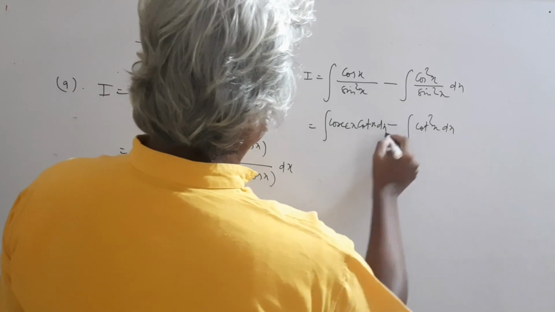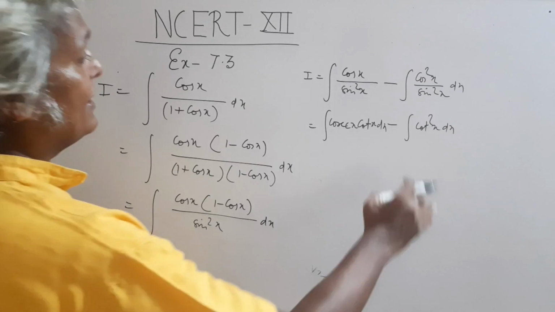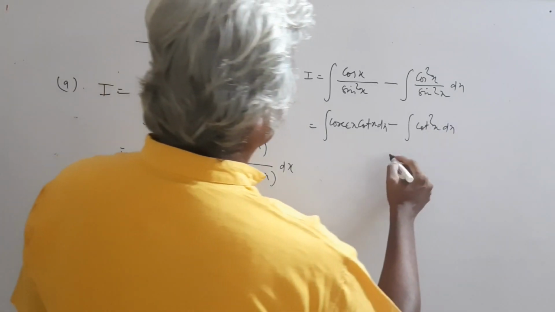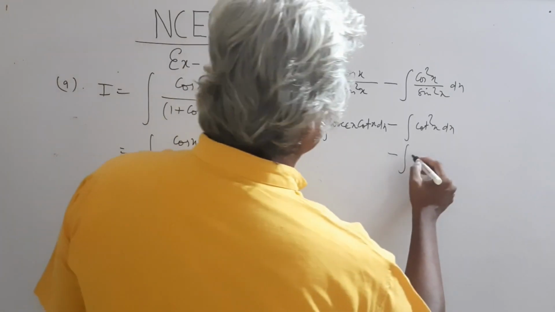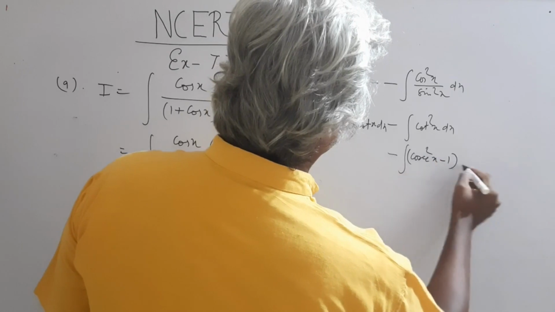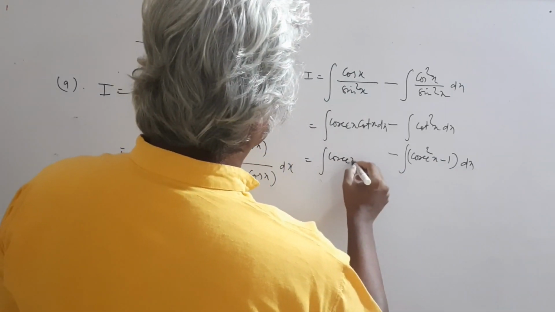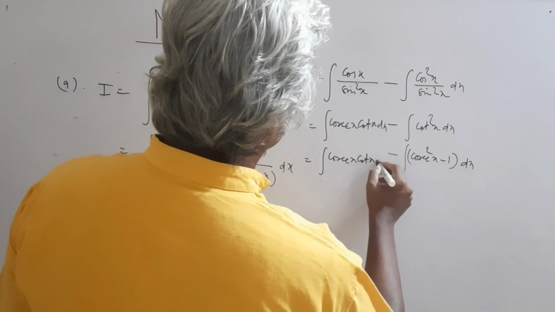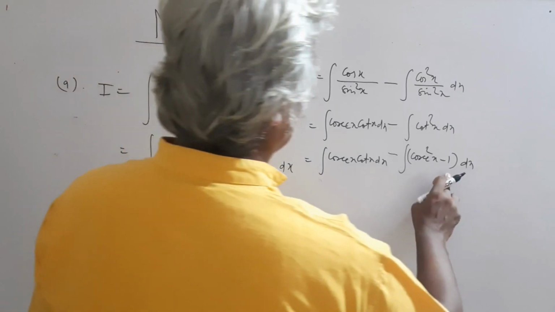Now this form is integrable. The integration of cosec x cot x is minus cosec x, but this one you cannot integrate directly. So what you have to do is, in place of this cot square x, you write cosec square x minus 1. So now we'll have three integrals: one is cosec x cot x dx, another is cosec square x, and one is 1 dx.